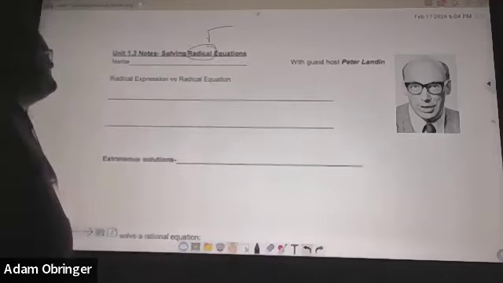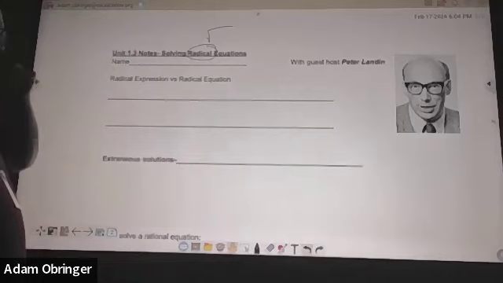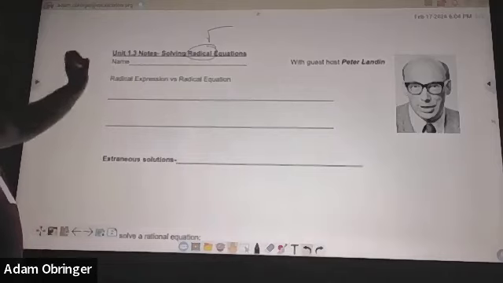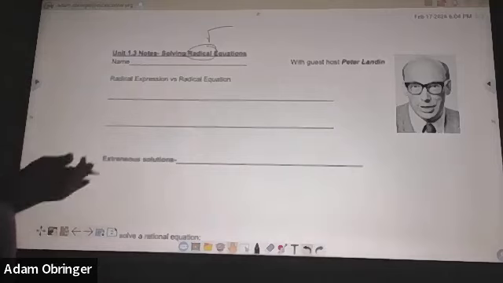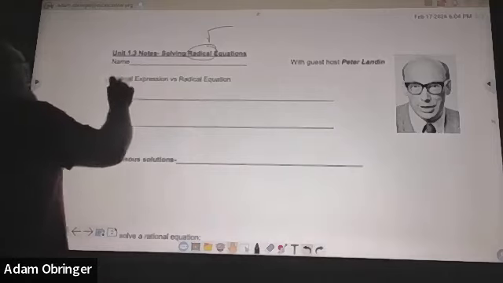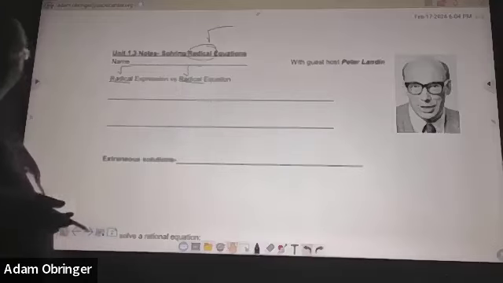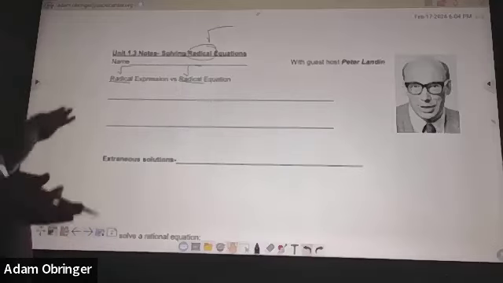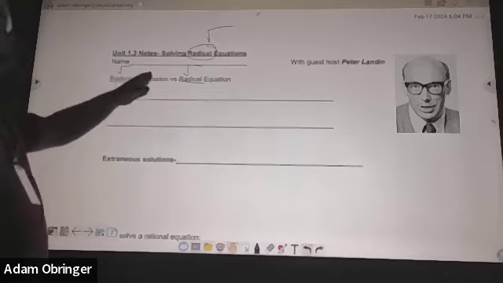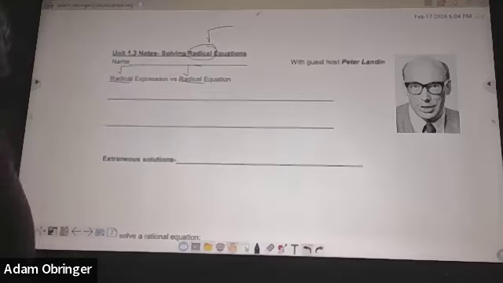Look him up sometime. So for the notes, we have radical expressions versus radical equations. A lot of people get this kind of stuff messed up. When I say radical, again, keep in mind I'm talking specifically for us about square roots. And really what we're boiling it down to is what an expression is versus what an equation is.